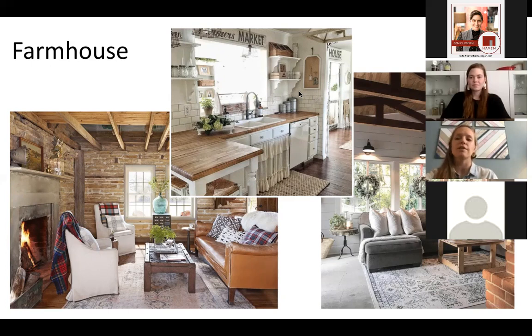So an old harvest table can pair with your modern stainless steel kitchen appliances or modern light fixtures for a kitchen that is still rustic but feels really updated and refined. So industrial is next. Industrial style takes inspiration from the look of warehouses, factories, and other industrial structures.